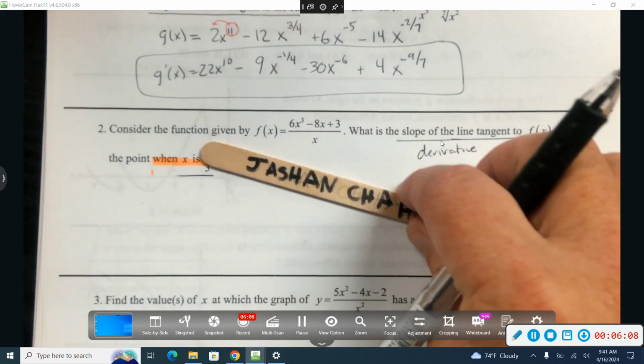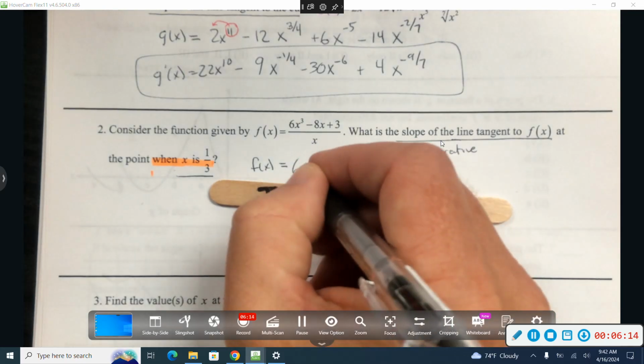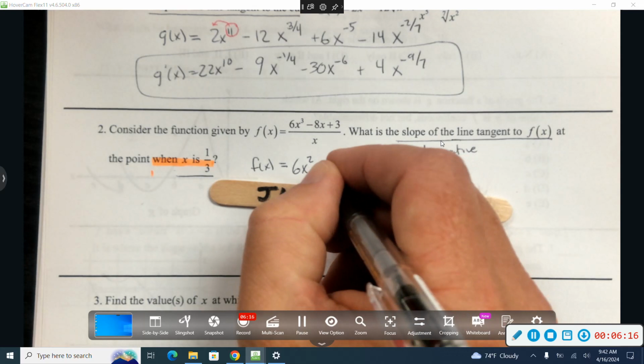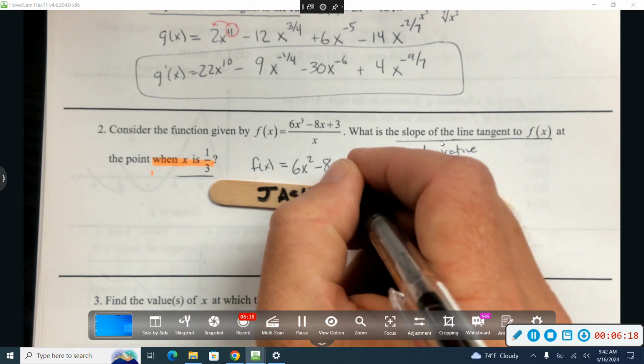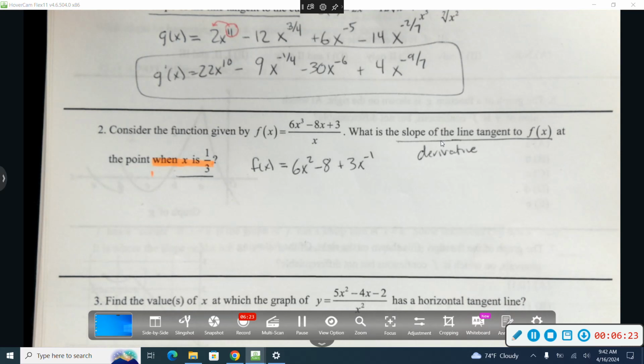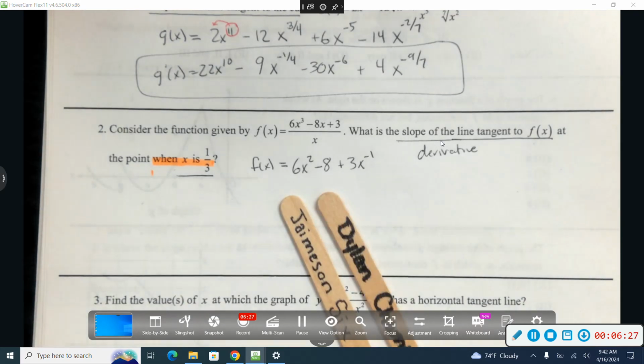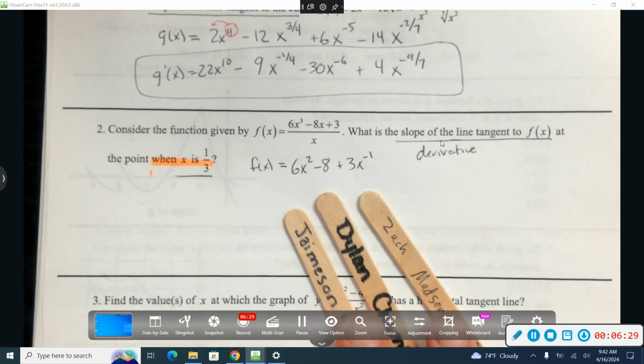Jeshen, how about help me out with some algebra here? What do I get if I divide each of those by x? So 6x squared for the first one, negative, and then 3x divided by 1. Good. So then it's time, now I can take a derivative, which means I can call on more people.